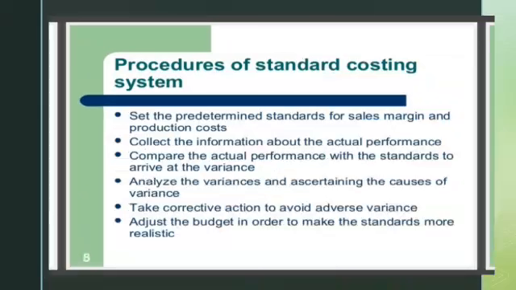Some of the steps to be followed while fixing the standard costing system. Set the predetermined standards for sales margin and production cost. Collect the information about the actual performance. Compare the actual performance with the standard to arrive at the variance. Analyze the variance and ascertain the causes of variance. Take corrective action to avoid adverse variance. Adjust the budget in order to make the standards more realistic.